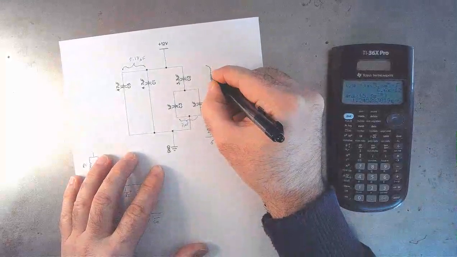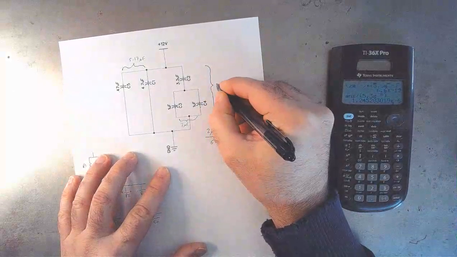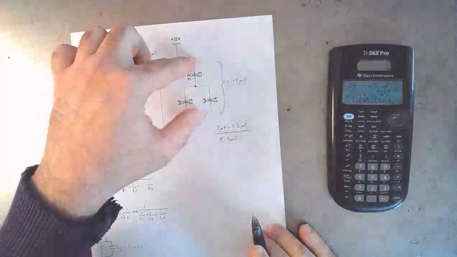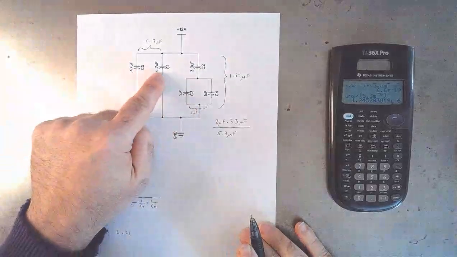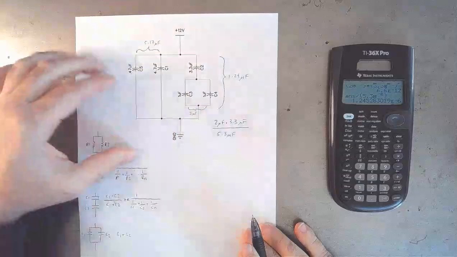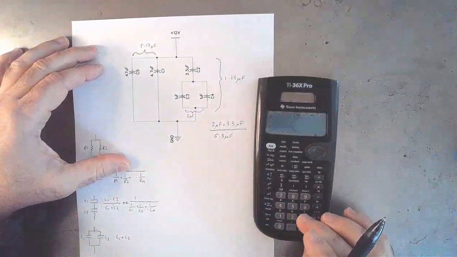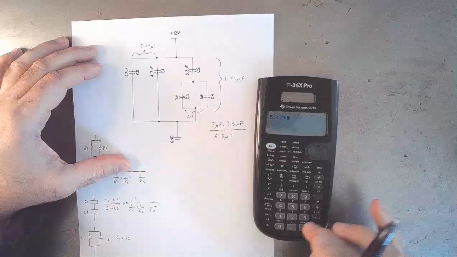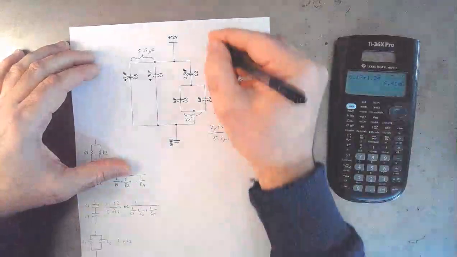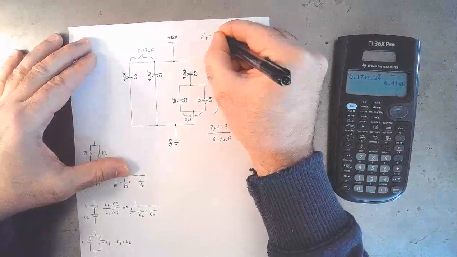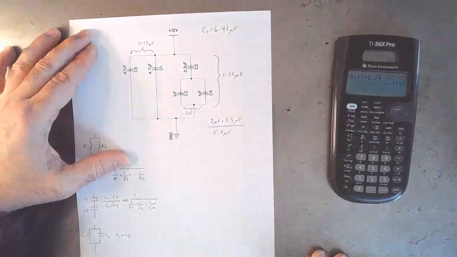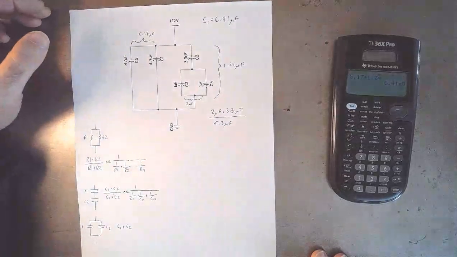So this whole branch right here is 1.24 microfarads. This whole branch is in parallel with these two branches, so we can just add this branch and this whole branch together. It's going to be 5.17 microfarads plus 1.24 microfarads, and that is 6.41 microfarads. So C total is 6.41 microfarads. We've just found the total capacitance of this circuit.